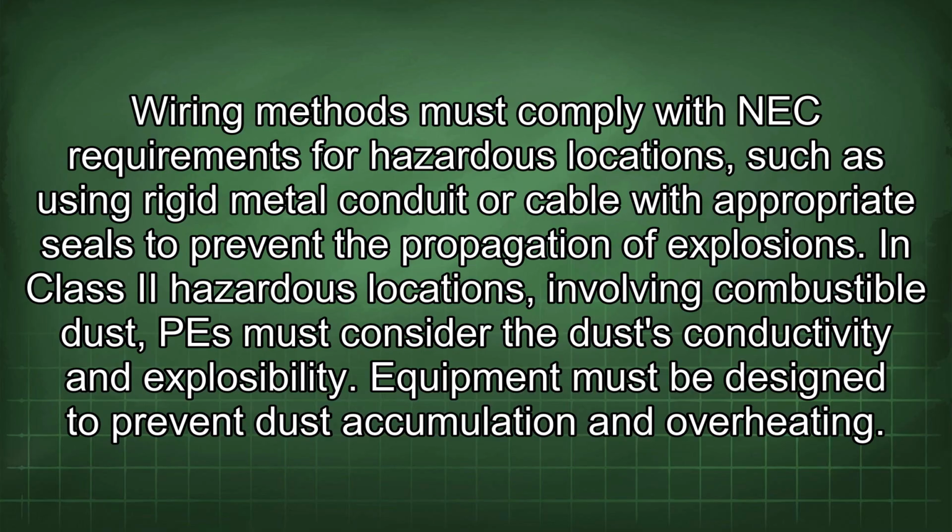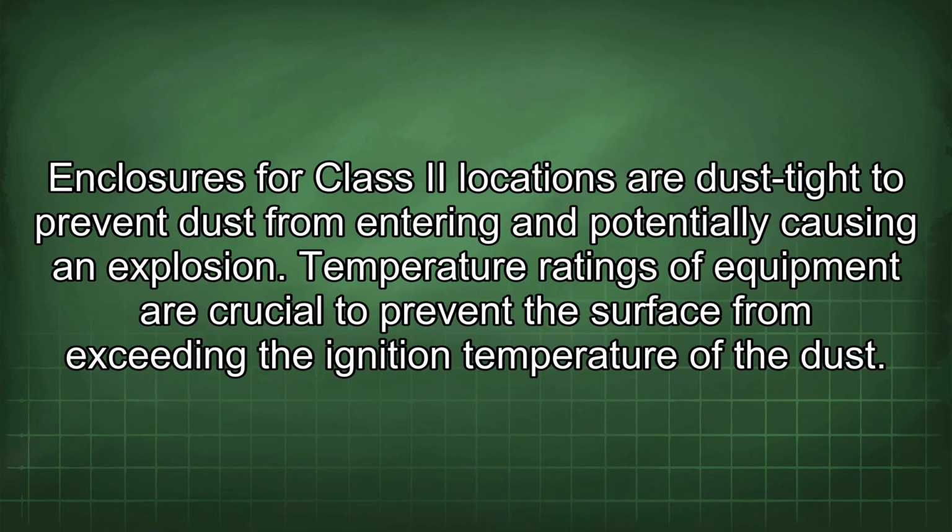In Class II hazardous locations involving combustible dust, PE must consider the dust's conductivity and explosibility. Equipment must be designed to prevent dust accumulation and overheating. Enclosures for Class II locations are dust-tight to prevent dust from entering and potentially causing an explosion. Temperature ratings of equipment are crucial to prevent the surface from exceeding the ignition temperature of the dust.